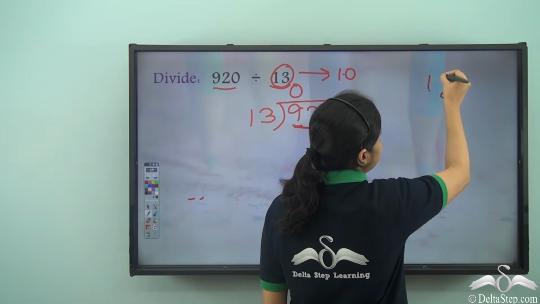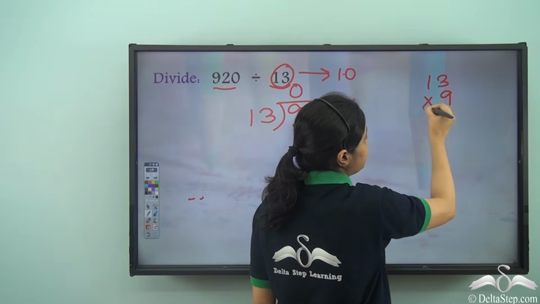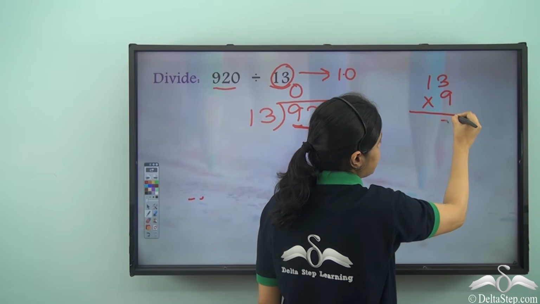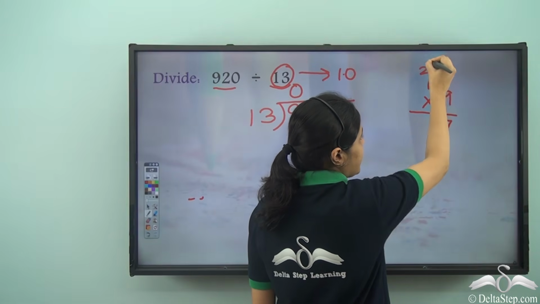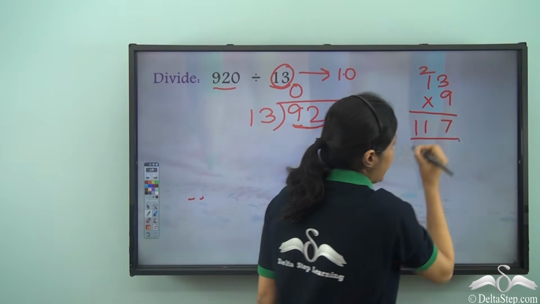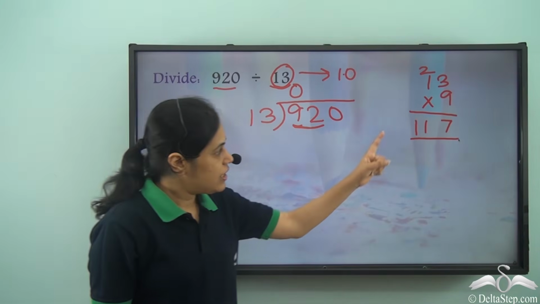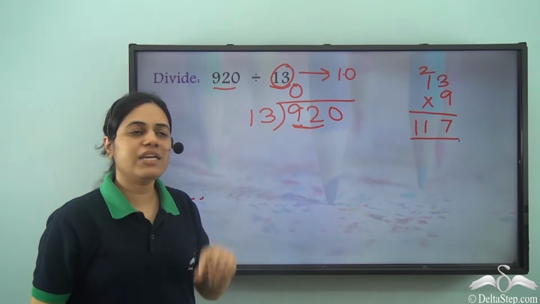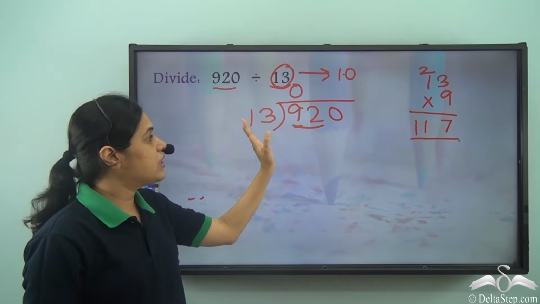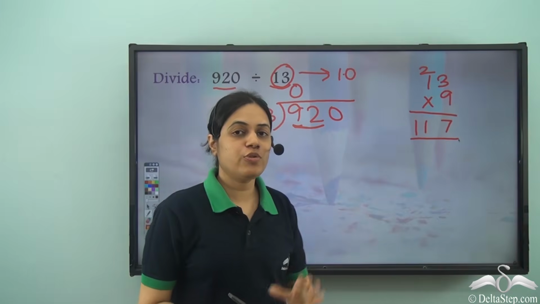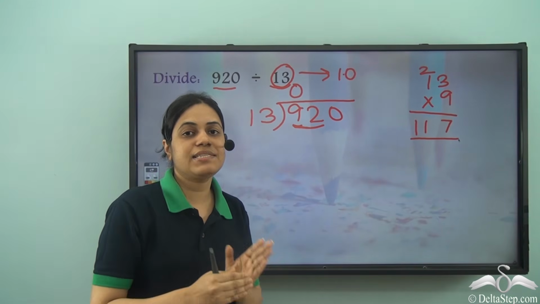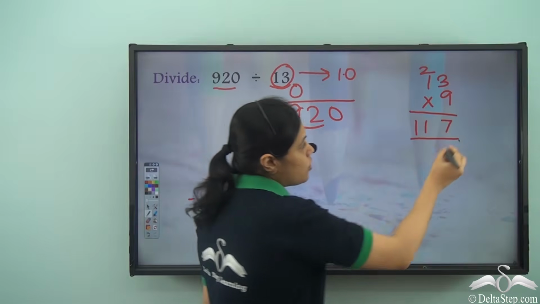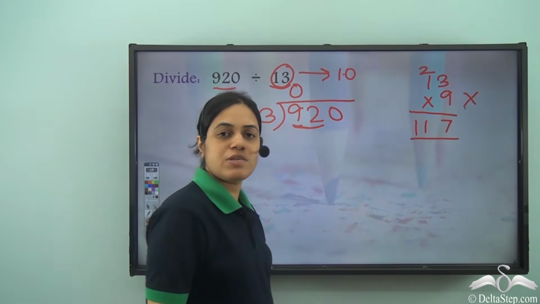I multiply 13 by 9. Now 9 into 3 is 27 and 9 into 1 is 9 plus 2 is 11. I have 117. Now 117 is greater than 92. So 13 does not go into 92 9 times. It goes into 92 a lesser number of times. So this is not possible.